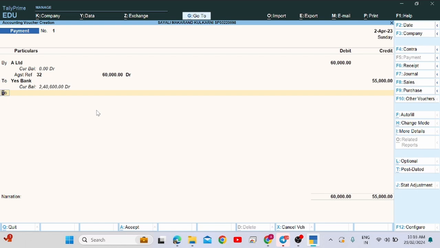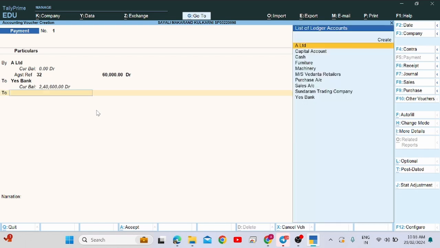What is this? 60 was payable, and they agreed to accept 55 against 60. That means, in other words, you have got 5,000 rupees discount. This is the discount given by A. For you this is discount received. If they give, then you receive discount received. Do you have a discount received ledger? Try to type, you will not get that discount received ledger.